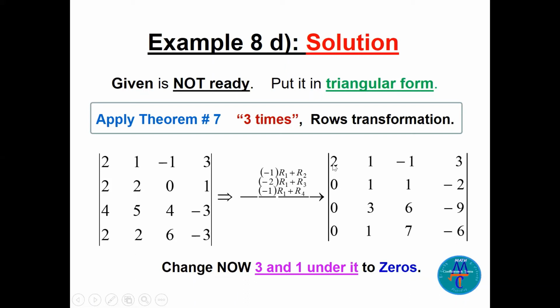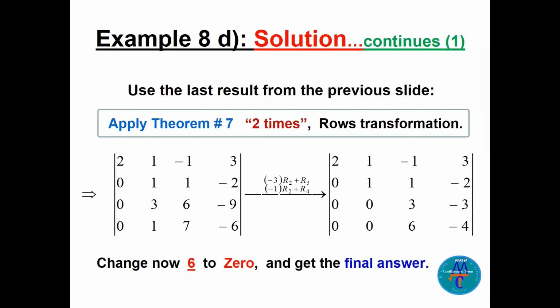See, now this one is 2. This is all zeros. I can leave the 1 here. Then I have to change 3 and 1. Now I can see from the previous slide that I have to change these numbers under the 1, 1, 3, 1. I have to change this number to 0, this number to 0. So I multiply row 2 now. I use row 2. Finish row 1, I don't touch again. So -3 times row 2 here plus row 3.